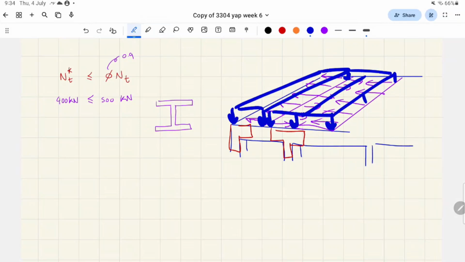So does someone want to give a crack at what determines this? How do we determine the tributary width? What determines the tributary width here? I remember, it's the distance between columns. Very good.